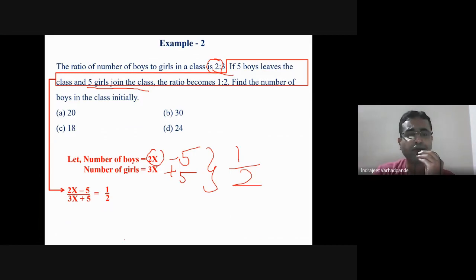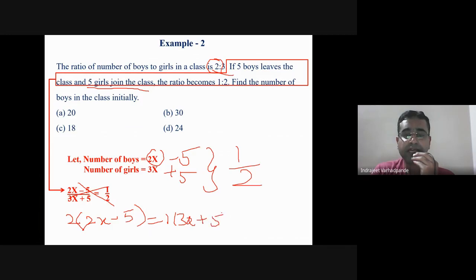Now what you have to do? In the previous class or previous video you discussed how it is to be simplified or solved. Crisscross, that is the cross product property, cross multiplication of this and cross multiplication of this. So what does this give? 2 into (2x minus 5) is equal to 1 into (3x plus 5).